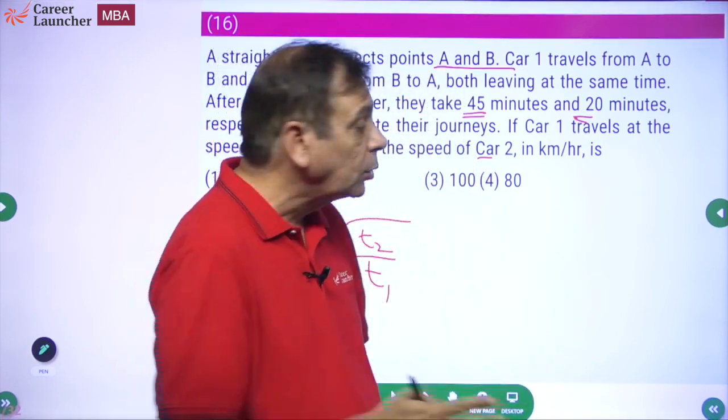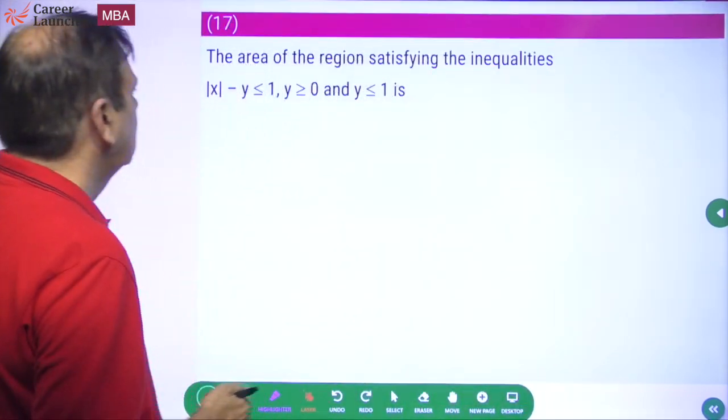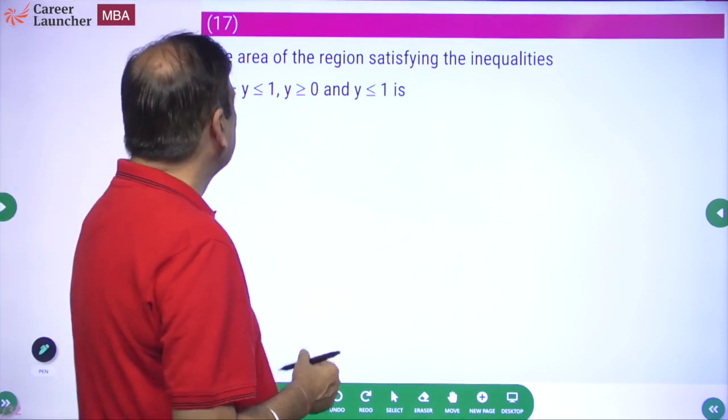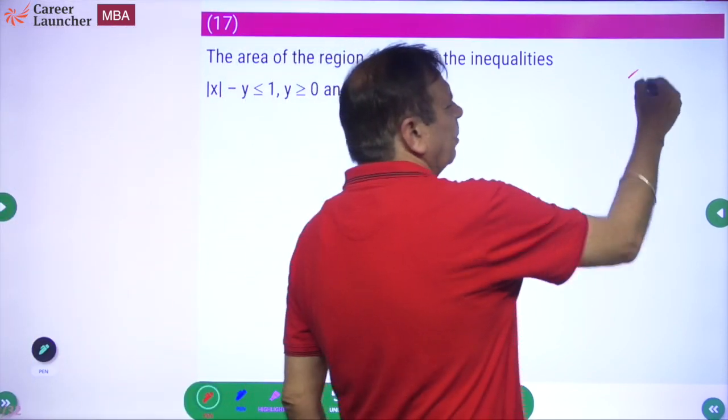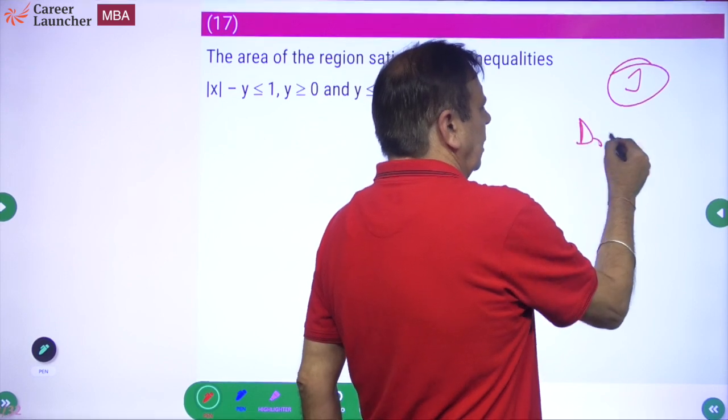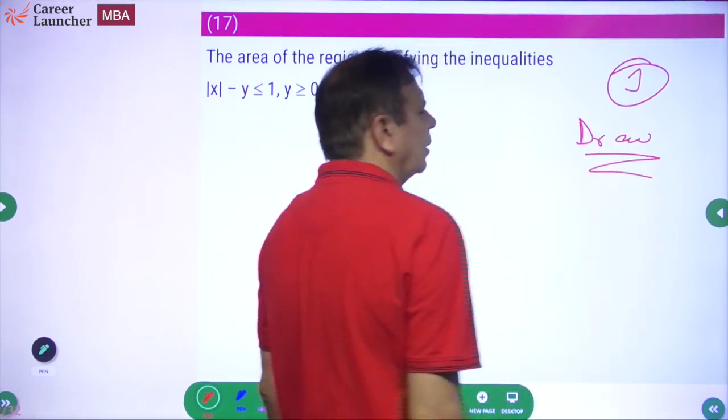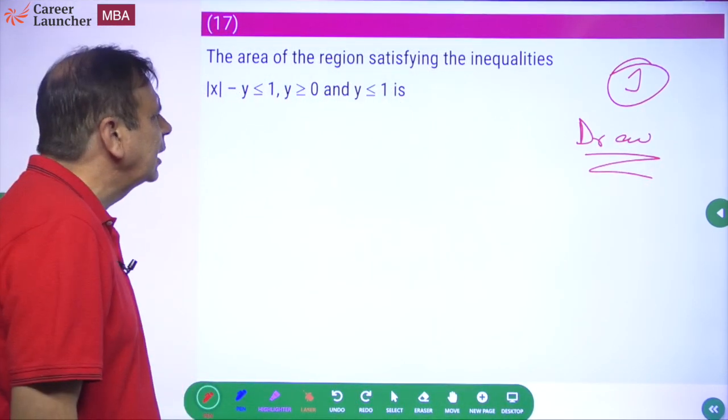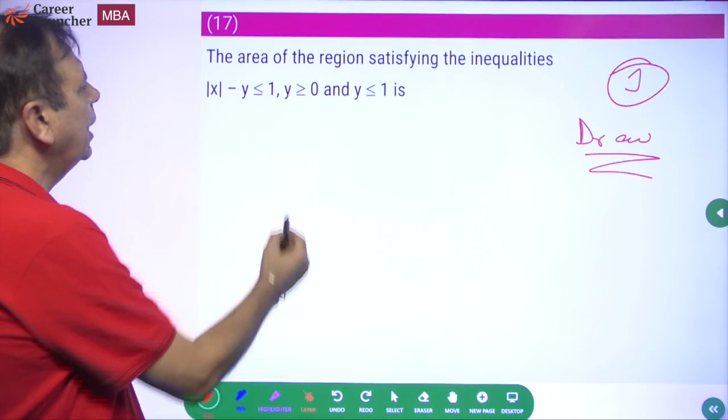You should not miss out on this question in the paper. Okay. Area of the region satisfying the inequality. ये तो जुगाड़ बहुत simple है यार. Drawing करेंगे ना. I'll say draw. Nothing else. If you can't draw, leave the question. But let's draw. Okay. What do we have?